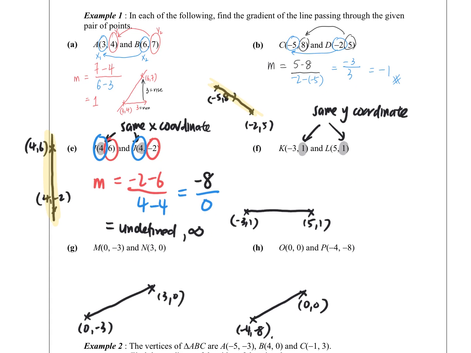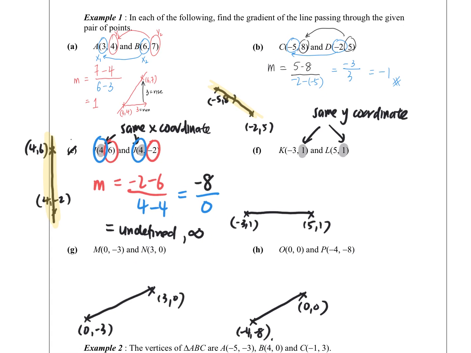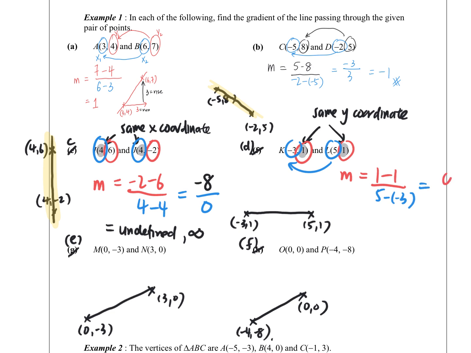Okay, next. Oh, I think the labeling is wrong, right? This is C, D, E, F. This one, if you plot out, is a horizontal line. You already know that the slope is 0. But how do you get it? It's just y2 minus y1, 1 minus 1, then x2 minus x1. So you get 0 divided by any number.